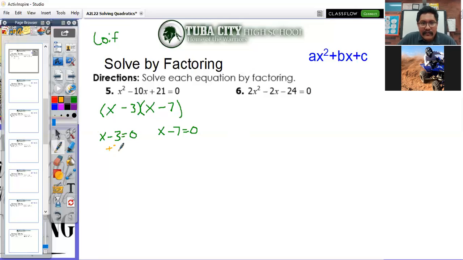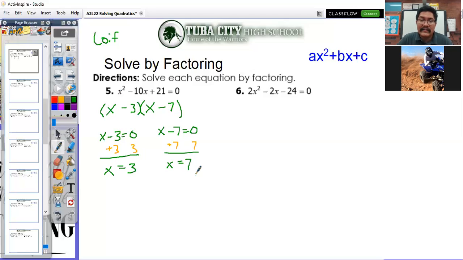Continue solving. We want to get these numbers by themselves. So it looks like I have to add something to both of these. In this case, I get x equals: add 3 to both sides, and over here, add 7 to both sides. You're also going to notice a pattern. It's not really a shortcut, but it's a way to remove one step. Notice that this is -3, but when I make the solution, it's +3, and -7 becomes +7. You're basically just reversing the sign.